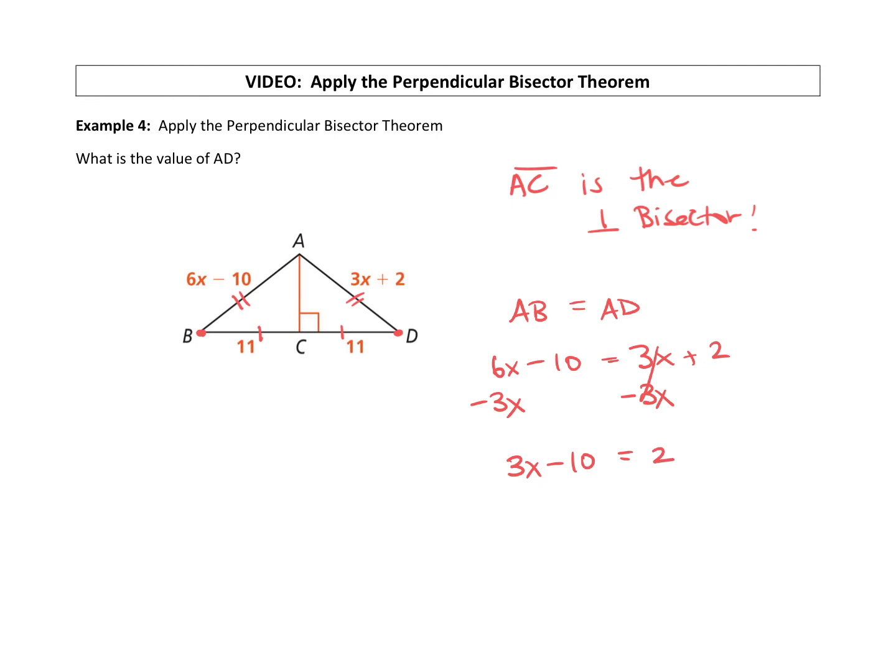All right, now we just have a two-step equation. We will add 10 to both sides. We're getting that x alone. We have 3x equals 12. Divide both sides by 3, and x equals 4.